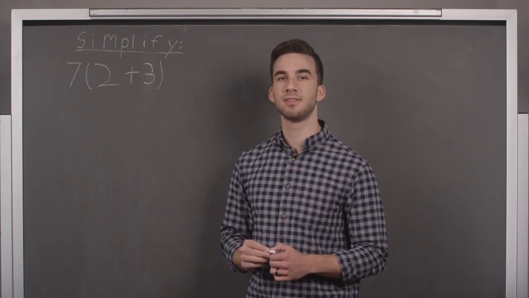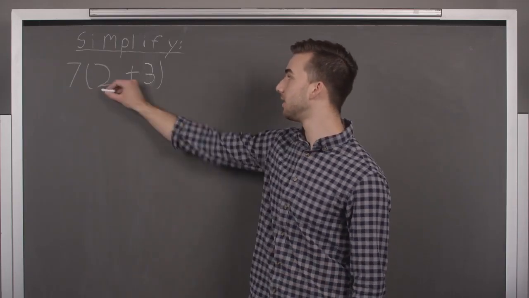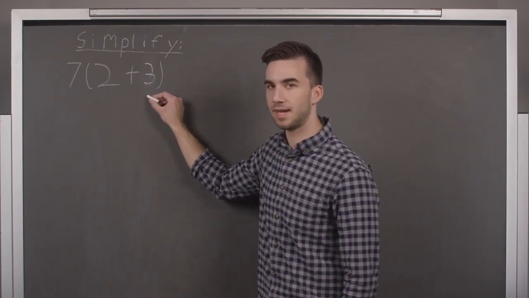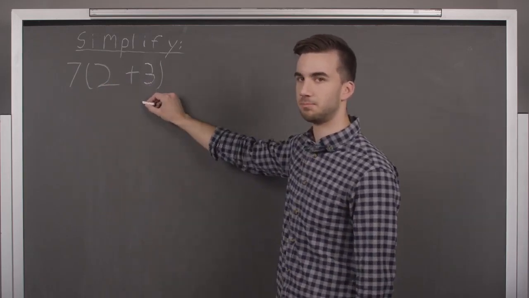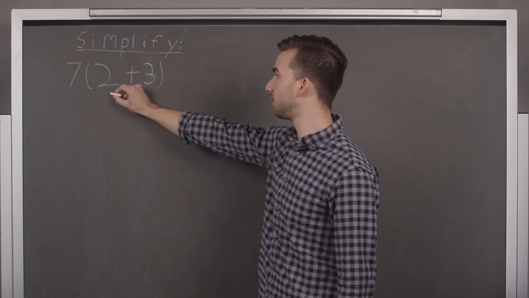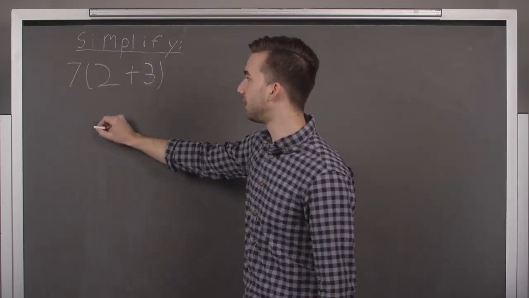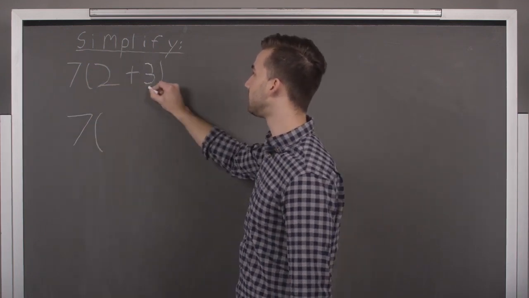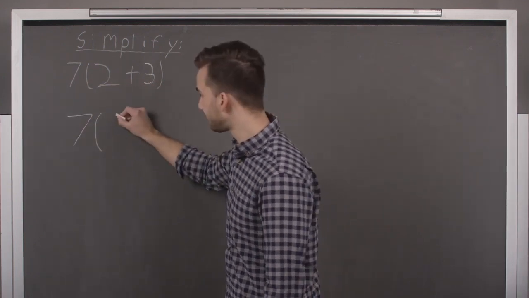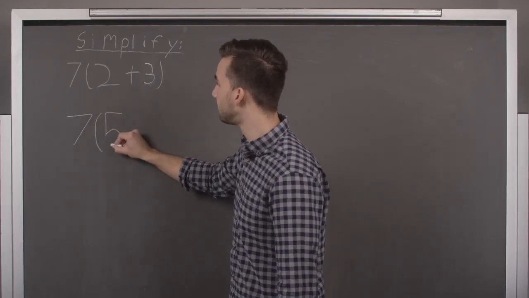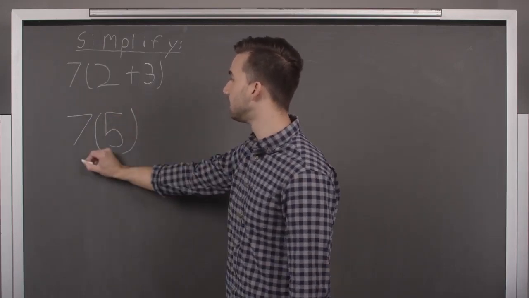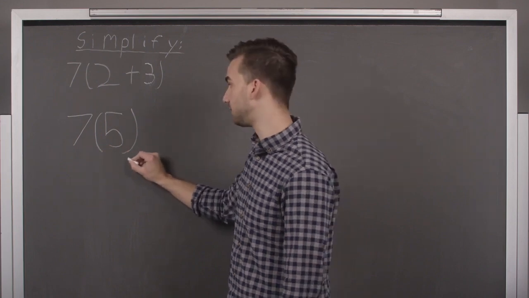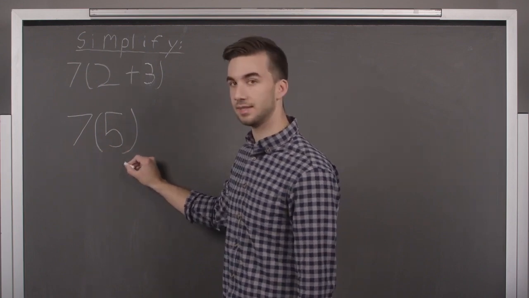So how do we simplify a number times a parentheses? Well, normally we just simplify inside of the parentheses as much as we possibly can first. So we would just bring this all down. 7 times, simplify this. What is 2 plus 3? 5. So now we're left with 7 times 5. What is 7 times 5? That is 35.